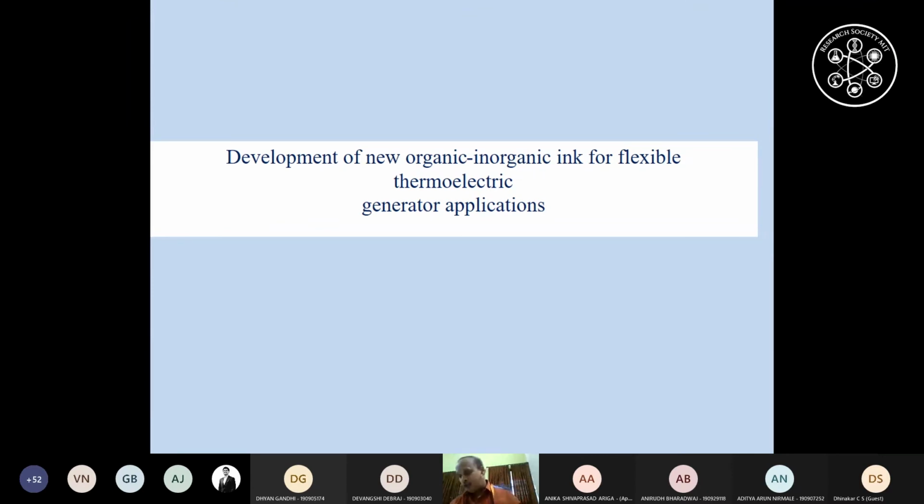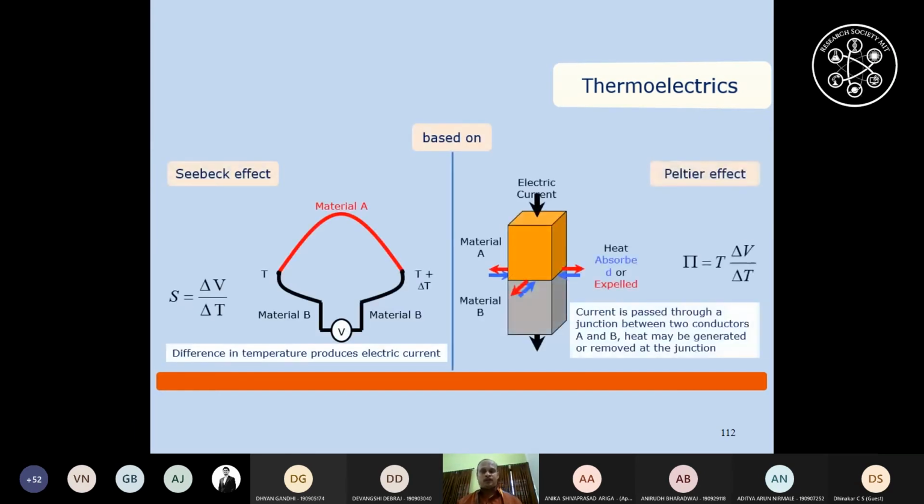And one more interesting work, development of new organic and inorganic ink for flexible thermoelectric generator applications. What is flexible thermoelectrics? First, it's very simple. Right here material A is there, material B is there. When there is a temperature difference between A and B, from hot to cold conditions, voltage will be developed. Due to voltage generation, electrons might be created. That is called a thermoelectric generator.